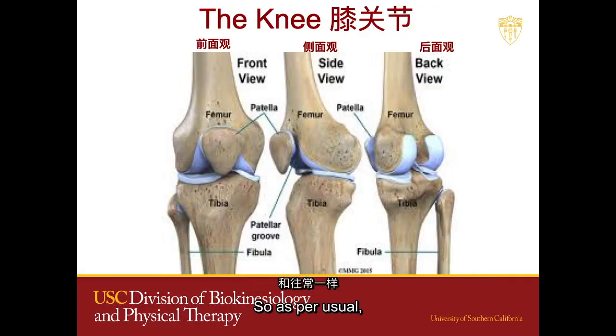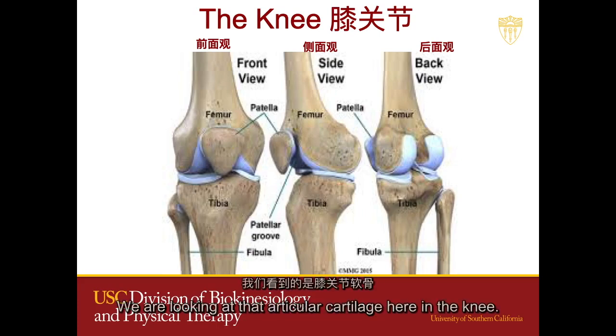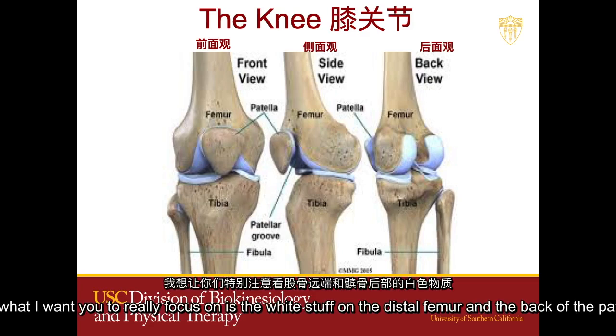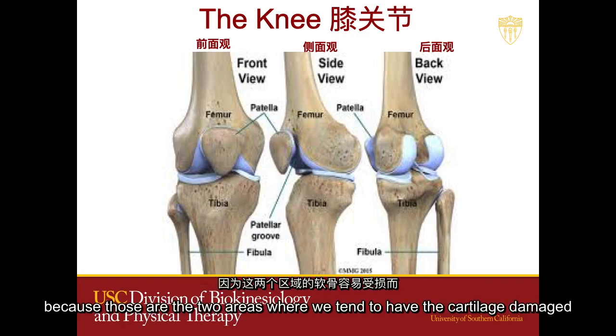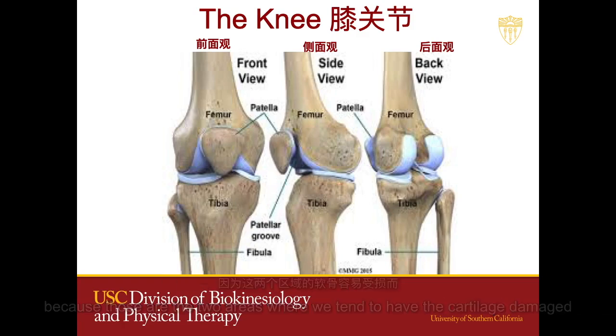So as per usual, let's start with a little anatomy review. We are looking at that articular cartilage here in the knee. And what I want you to really focus on is the white stuff on the distal femur and the back of the patella, because those are the two areas where we tend to have this cartilage damage that requires some sort of surgery.